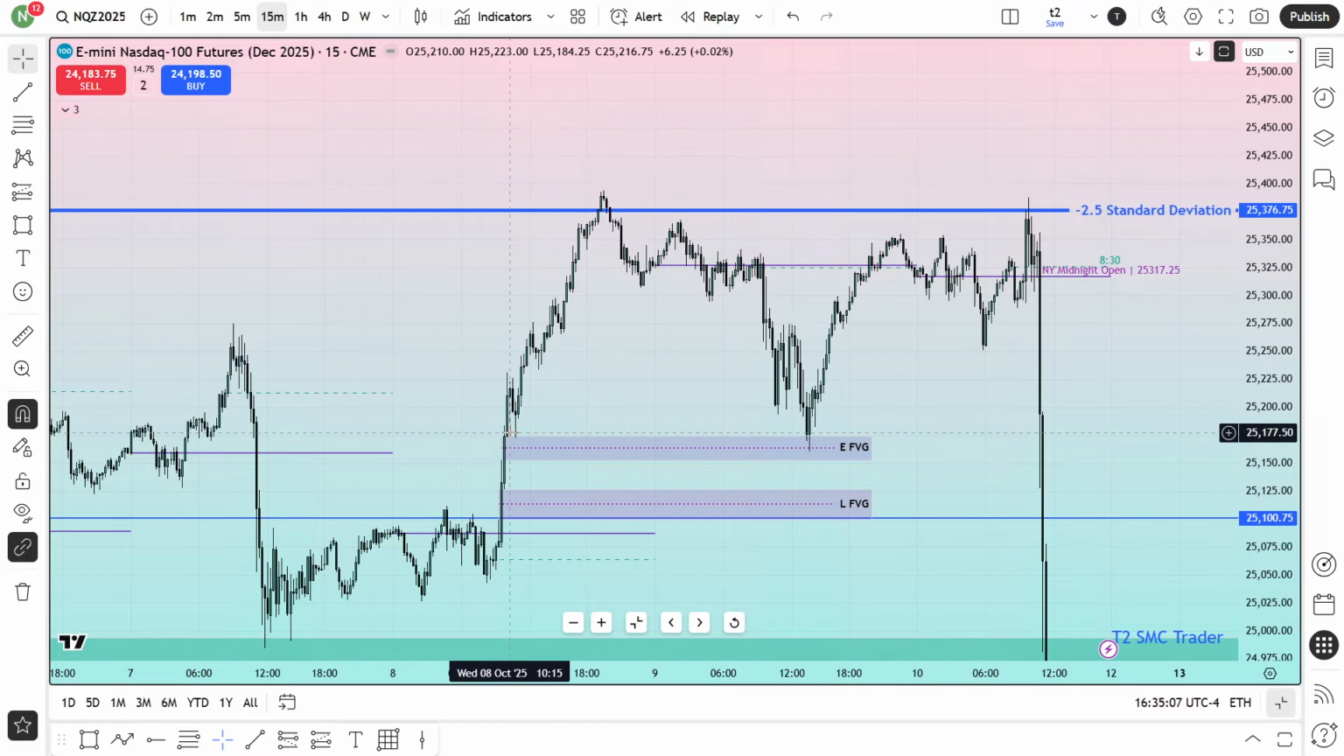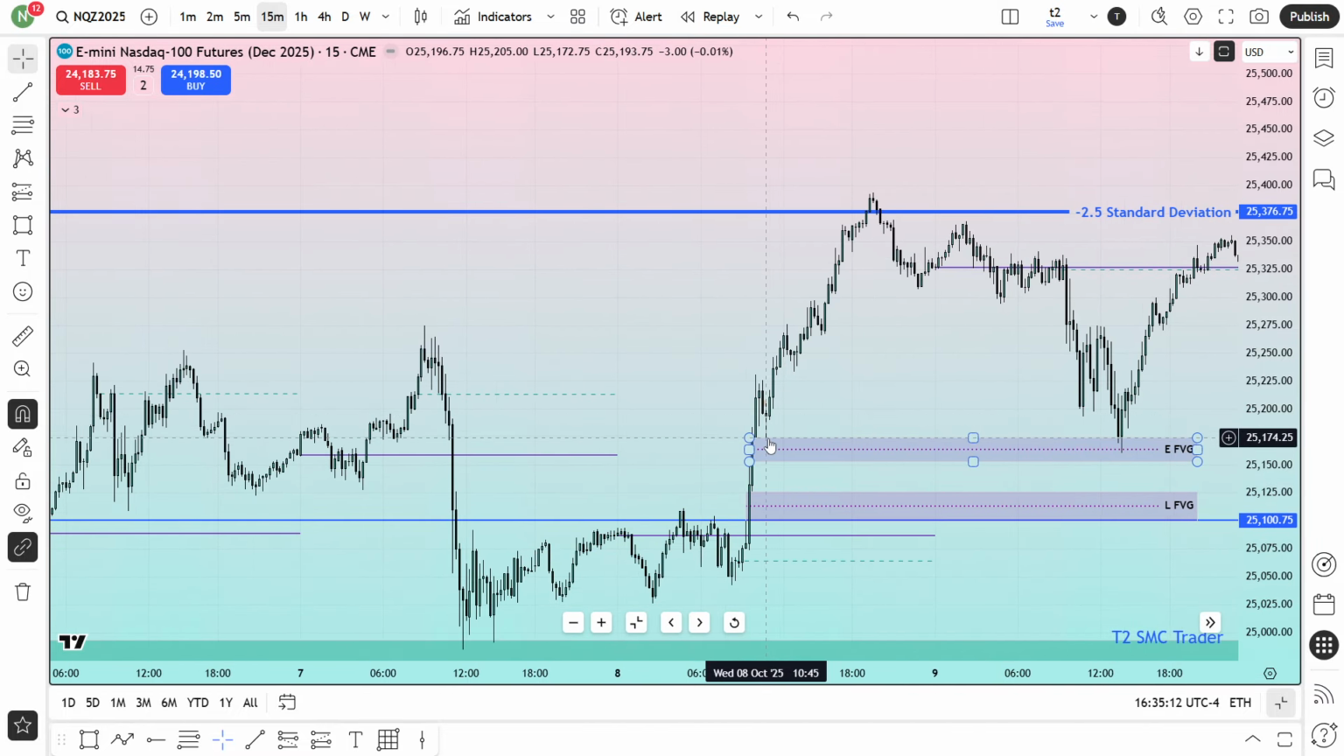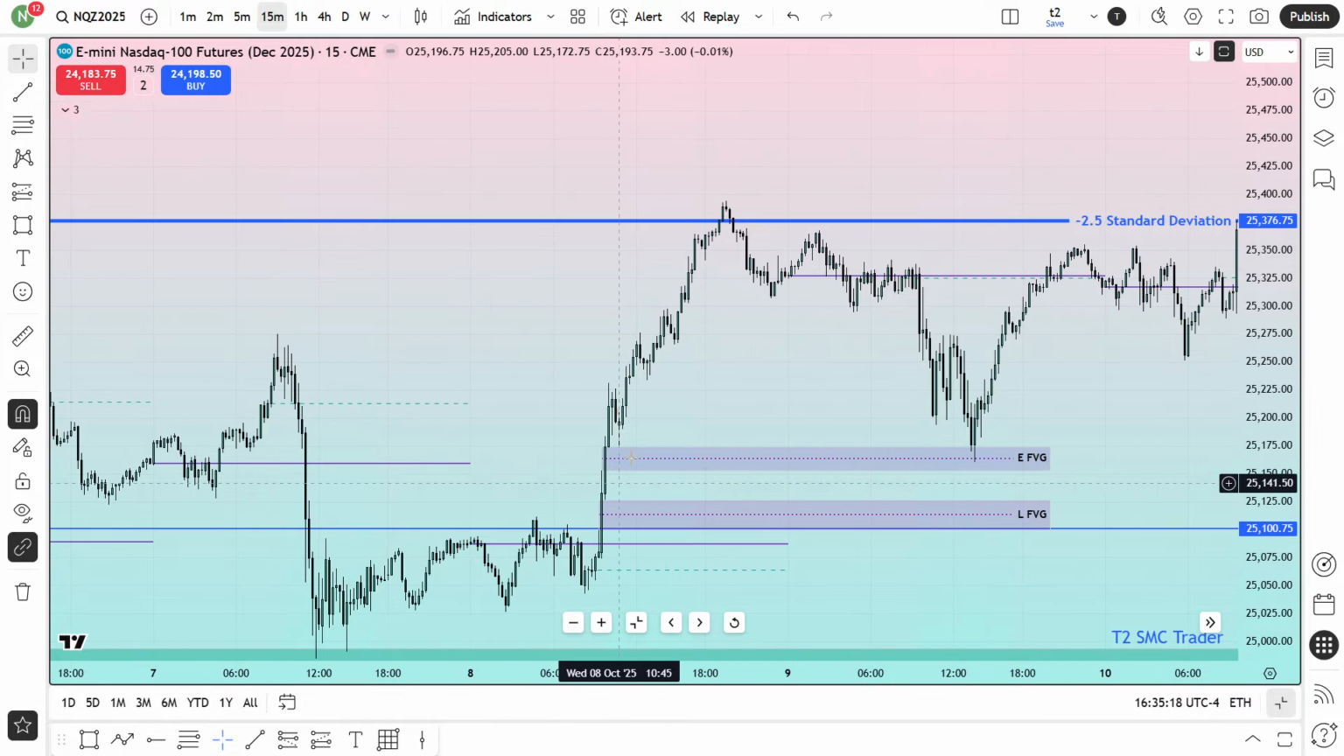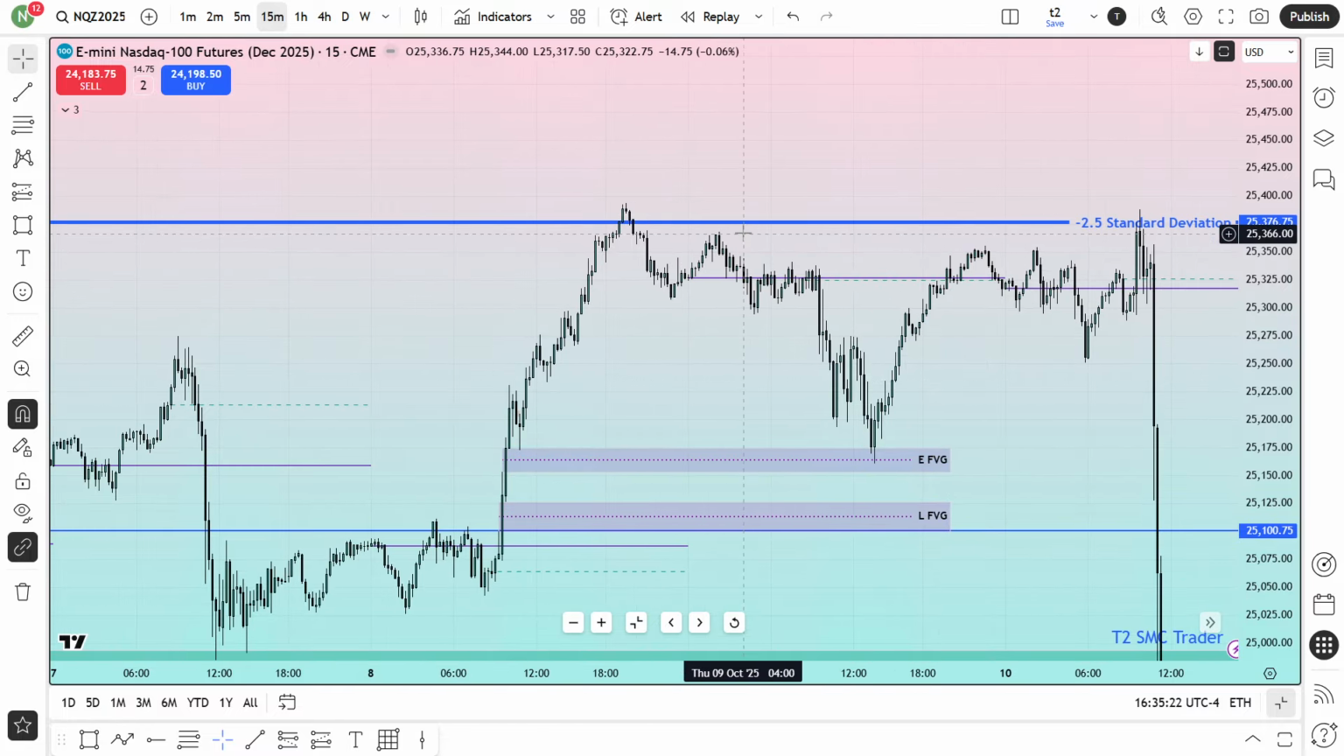Now if you see here, that specific week or that candle tapped to this entry gap and then it went higher, tapping to this -2.5 standard deviation. After that big run, I really don't want to see another big run. So on that specific day, I was saying that it's going to be a consolidation day. That means the market will be range bound, and it absolutely did the same thing.